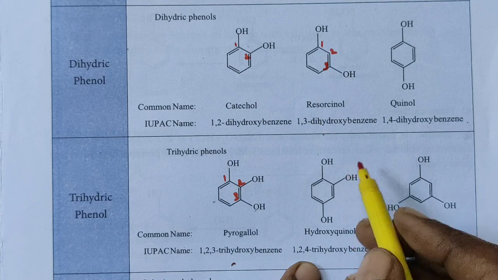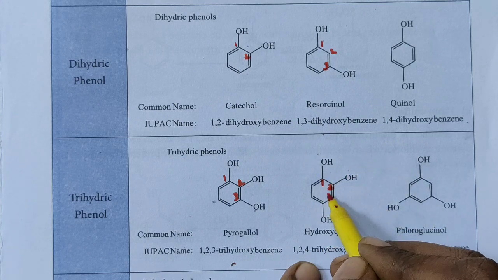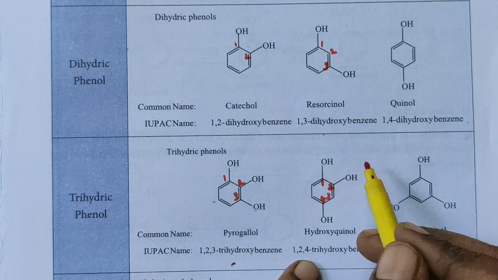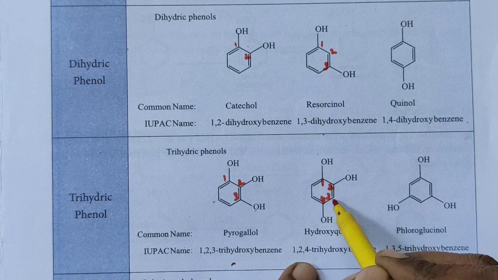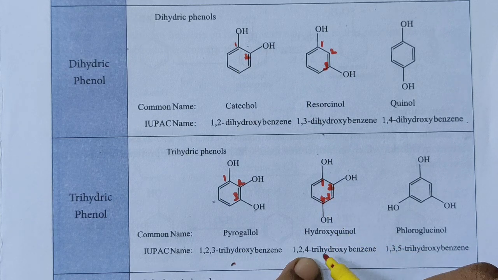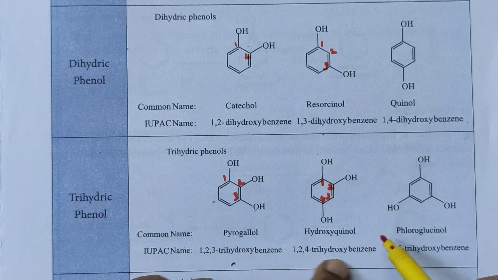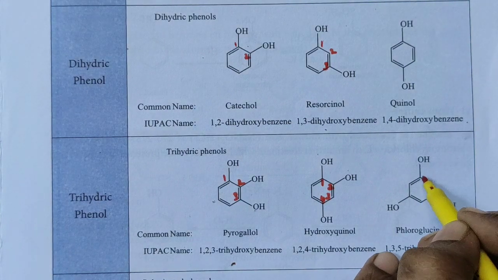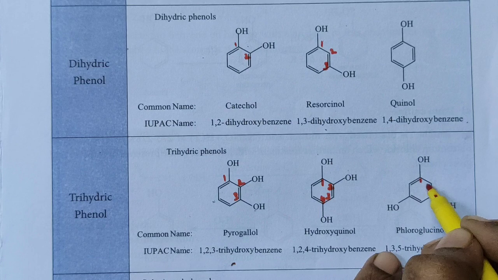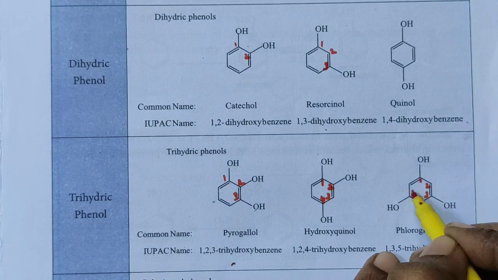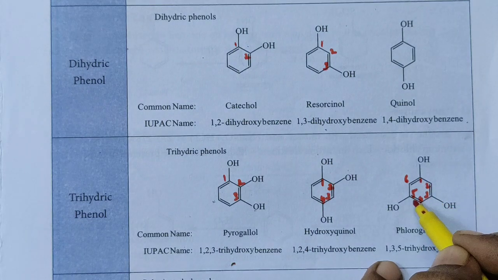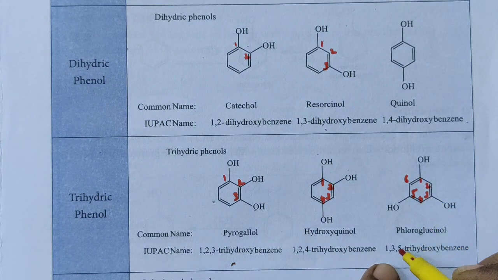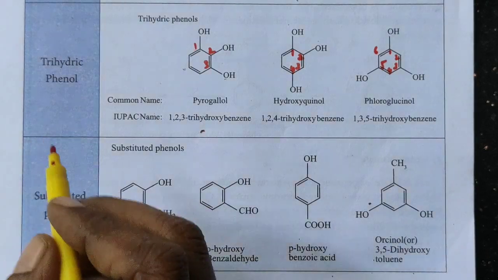Then here also three OH groups are there. The OH groups are attached at the first, second and fourth carbon. That is 1,2,4-trihydroxybenzene. Then the last one, when counting 1, 2, 3, 4, 5 and 6, the OH group is attached at the first, third and fifth carbon. That is 1,3,5-trihydroxybenzene.